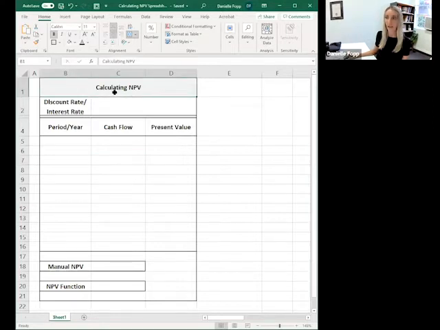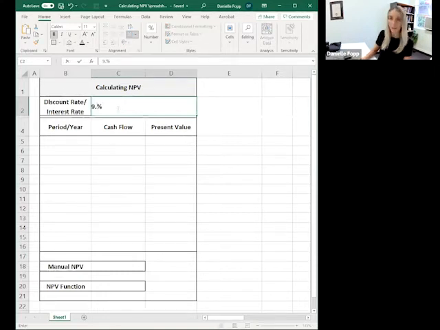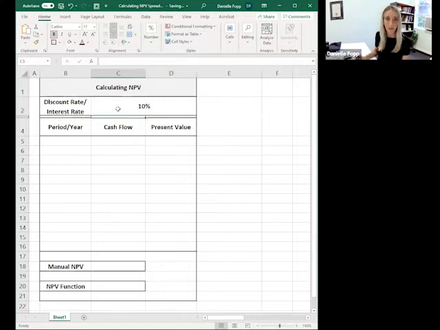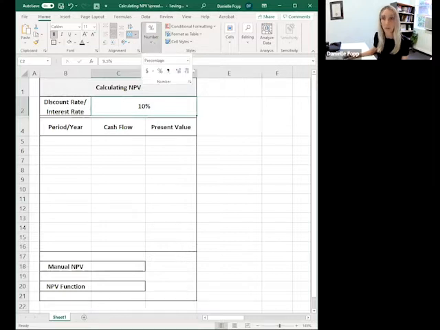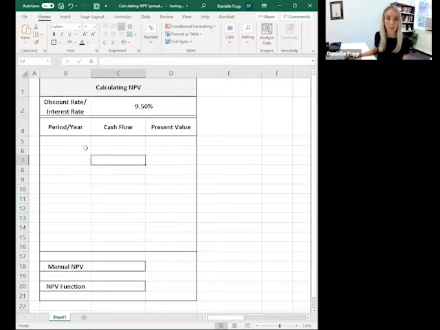First, we need to set up a basic Excel table. We have a title, we have the discount rate or interest rate, noting the number of decimals is actually very important here. So if, for example, I pop in 9.5%, if I do not have any decimal places showing, Excel will automatically round that up to 10%. And I've seen numerous students get into trouble with this one. So please make sure that you have at least 2 decimal places showing.